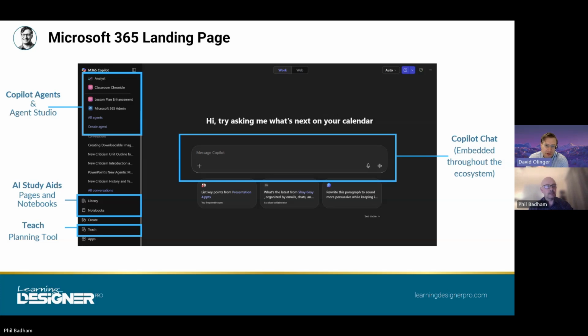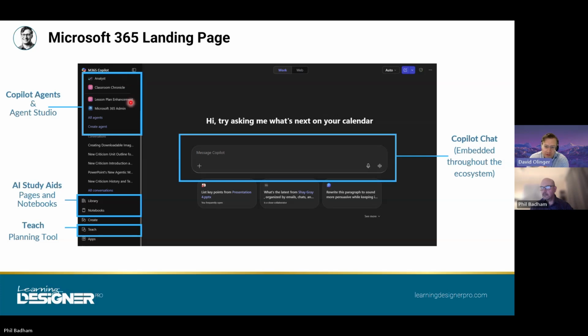So you'll see right in the front is going to be a Copilot chat. And you'll see at the top is a toggle between work and web. So if you have the M365 Copilot license, that chat can actually sift through all of your files, your work, and support you with your work. On the upper left-hand side, you'll see that Phil's highlighting that with the Analyst tool, Classroom Chronicle. Those are the Copilot agents. Some of them are default by Microsoft. Some of them are ones that you can create or that I've created in Copilot Studio.